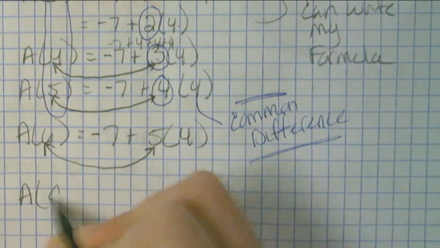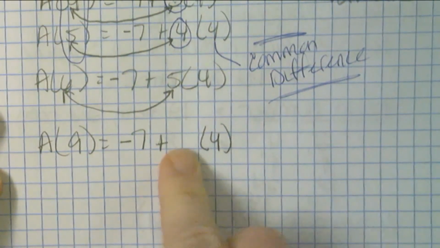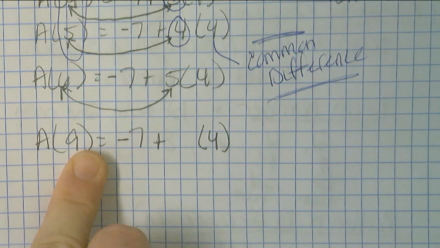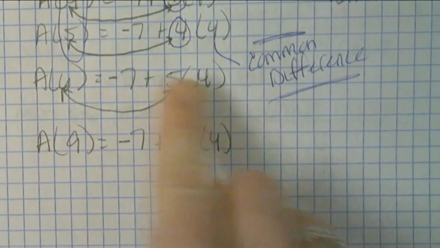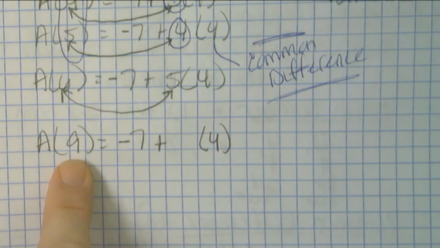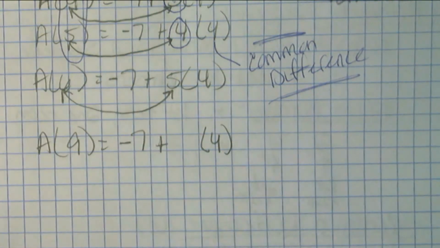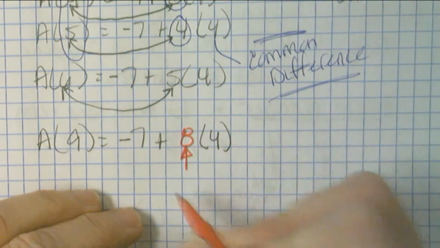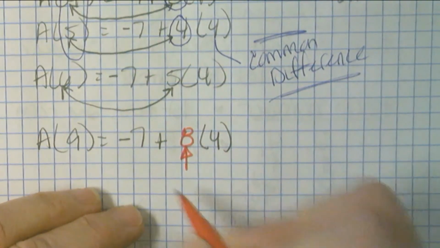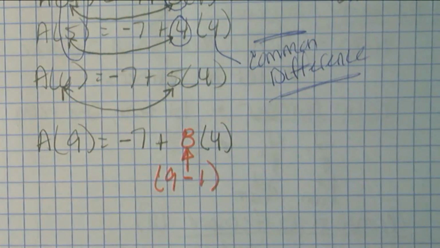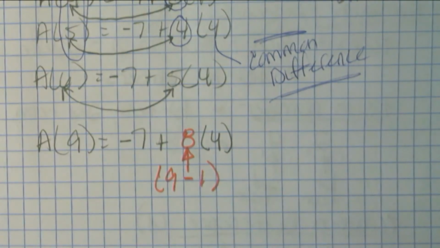If I'm finding my 9th term, I have -7 plus. What am I multiplying my common difference by if I'm doing my 9th term? So Serena said I'm multiplying by the number before my term number. So what number am I multiplying my common difference by if I'm finding my 9th term? Ashton? 8. So this number we're multiplying by is our term number minus 1. So in this one, it's my 9 minus 1.